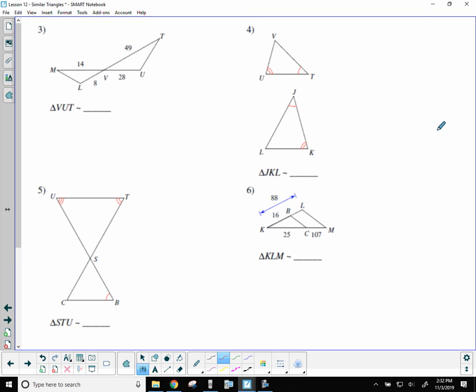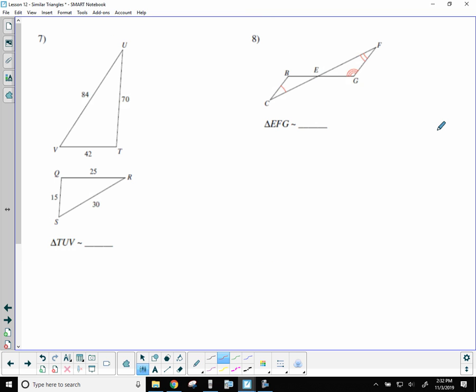Oh, this is a dead giveaway. Remember, we've got vertical angles. I'm going to put 4 tick marks. So here's a pair of angles that are congruent, but notice, we can't just assume anything about this B here. So it falls apart, not similar.